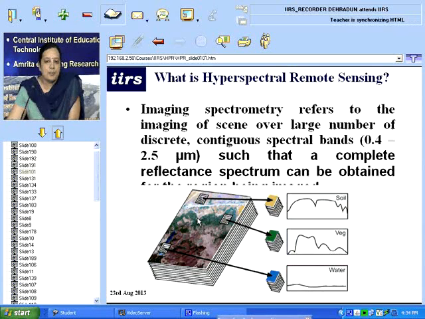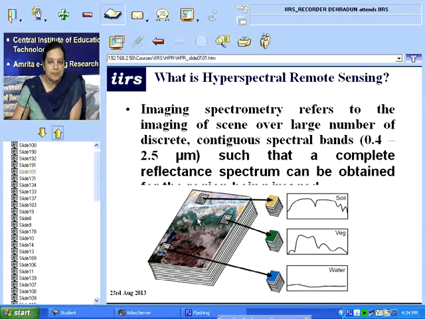It's a branch of imaging spectroscopy which refers to imaging of the scene over a large number of discrete contiguous bands that are in the visible to the infrared region up to 2.5 micrometers, such that the complete spectrum can be obtained about the feature. So at any point of time, you can have a complete spectra because of the narrow sampling rate.